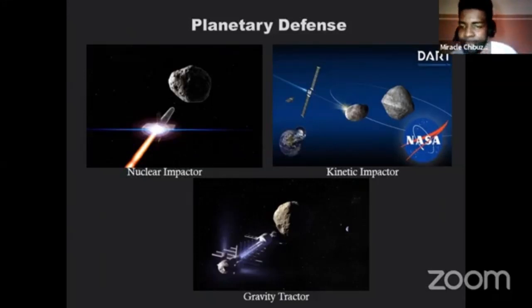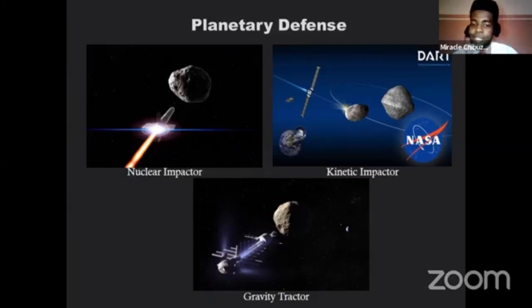So we actually did it. This is the Double Asteroid Redirection Test. This mission was launched in 2021, and it was tested in 2022, if I can remember. Yeah. So it worked. In fact, it worked more than we expected.